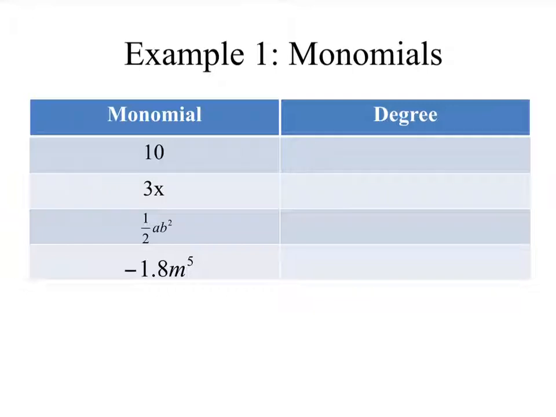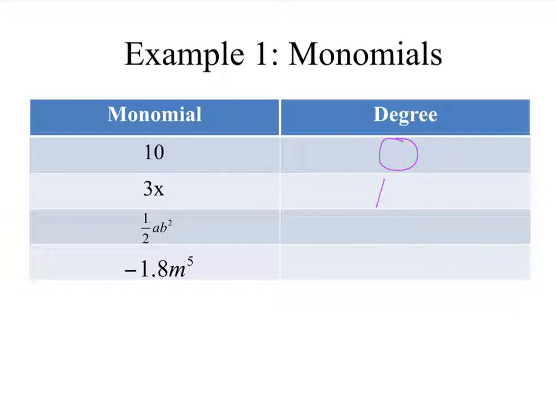So looking at this chart here, all we're looking at is: is this a monomial, yes or no? And then what would its degree be? So this first one, this 10, is a monomial. It is a monomial because it is by itself. It's just a number by itself. And it actually has degree 0 because the degree is the sum of the exponents of the variables. And since we don't have any variables, let alone variables with exponents, it has a degree of 0.